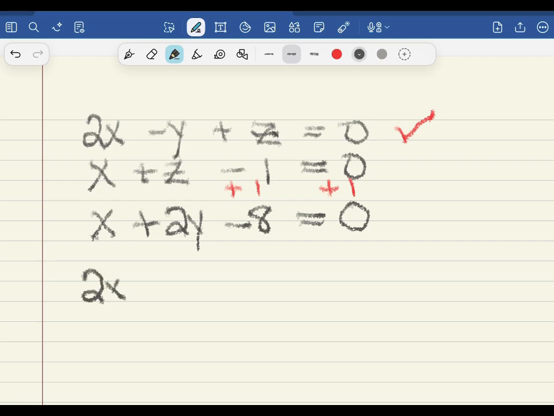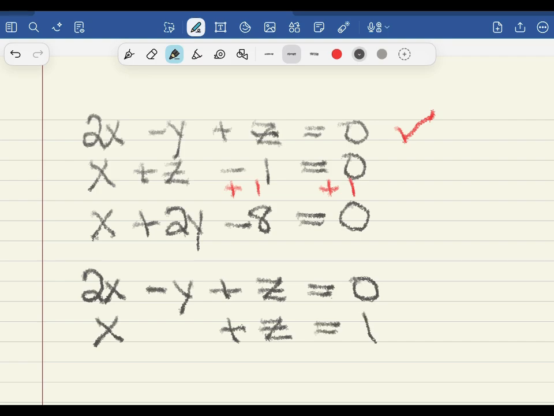So let me rewrite this matrix. You got 2x minus y plus z equals 0. This one is perfect. Now the next one is x. I'm going to skip the y and put the z over here. And then that 1, the plus 1, I move to the other side. I put it on the other side. Good. And then the next one, I need to move the 8 to the other side. So I got to add it. So the next equation is going to be x plus 2y. I don't have a z, so I'm going to skip that space and put the 8 on the other side.